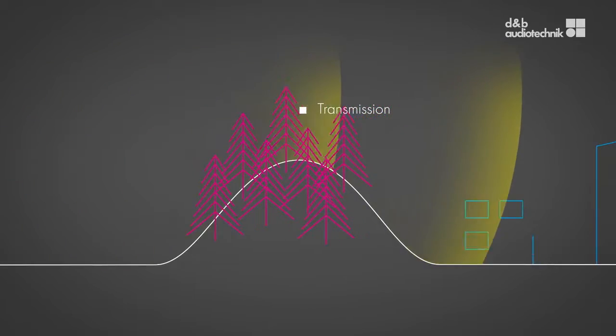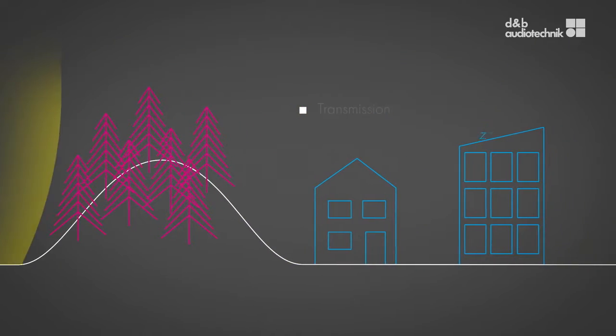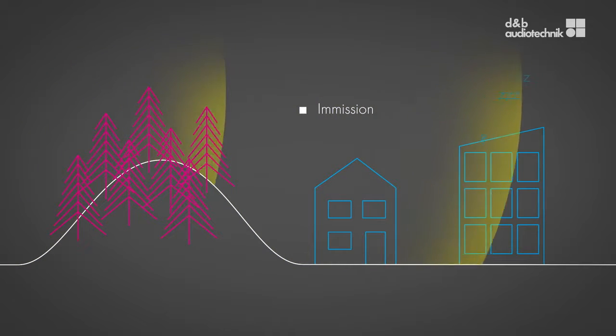Rather, it keeps going until it finds a residential area where it is not as welcome. There, it turns into unwanted noise emission. But what is noise? Noise, in a very general way, is a variety of unwanted and disturbing sounds.